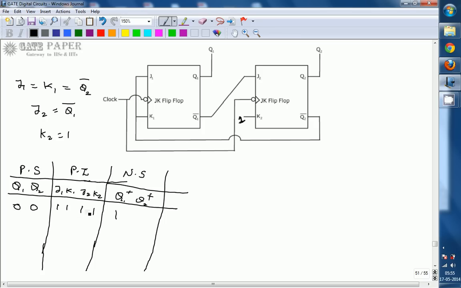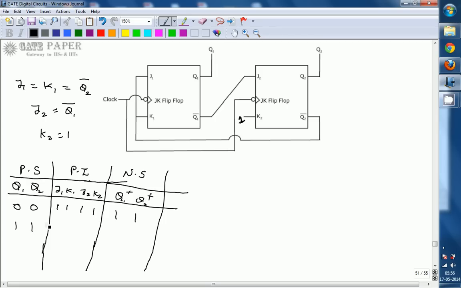Next, J2 K2 is going to be 1 1. Whenever JK values are 1 1, next state is the complement of present state. Present state of Q2 is 0, so 0 bar is nothing but 1. So whenever the present state is 0 0, the next state of this circuit will be 1 1. So 1 1 will be our present state now.